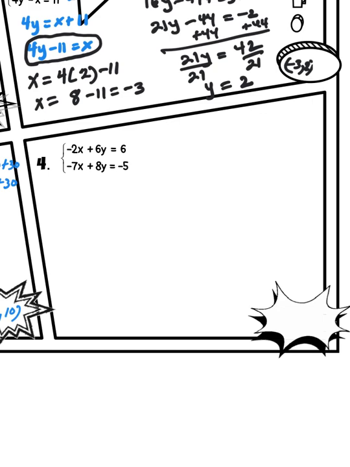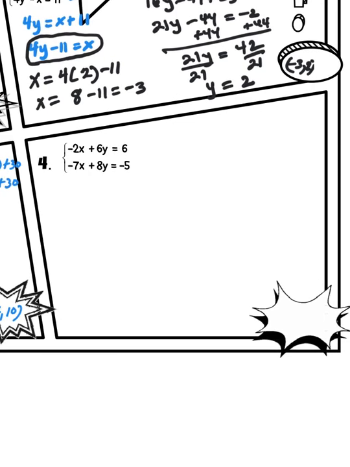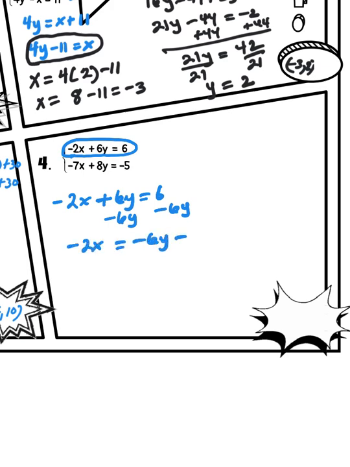If we look at problem number 4, we notice that it doesn't show us a particular equation that we can easily solve for a variable. But we do notice that in negative 2x plus 6y equals 6, they're all divisible by 2. So I'm probably going to pick that equation and solve for x. Why did I choose this one? Like I said, all of these coefficients are divisible by 2. So I have negative 2x plus 6y equals 6. So I'm going to subtract 6y from both sides. I have negative 2x equals negative 6y plus 6.